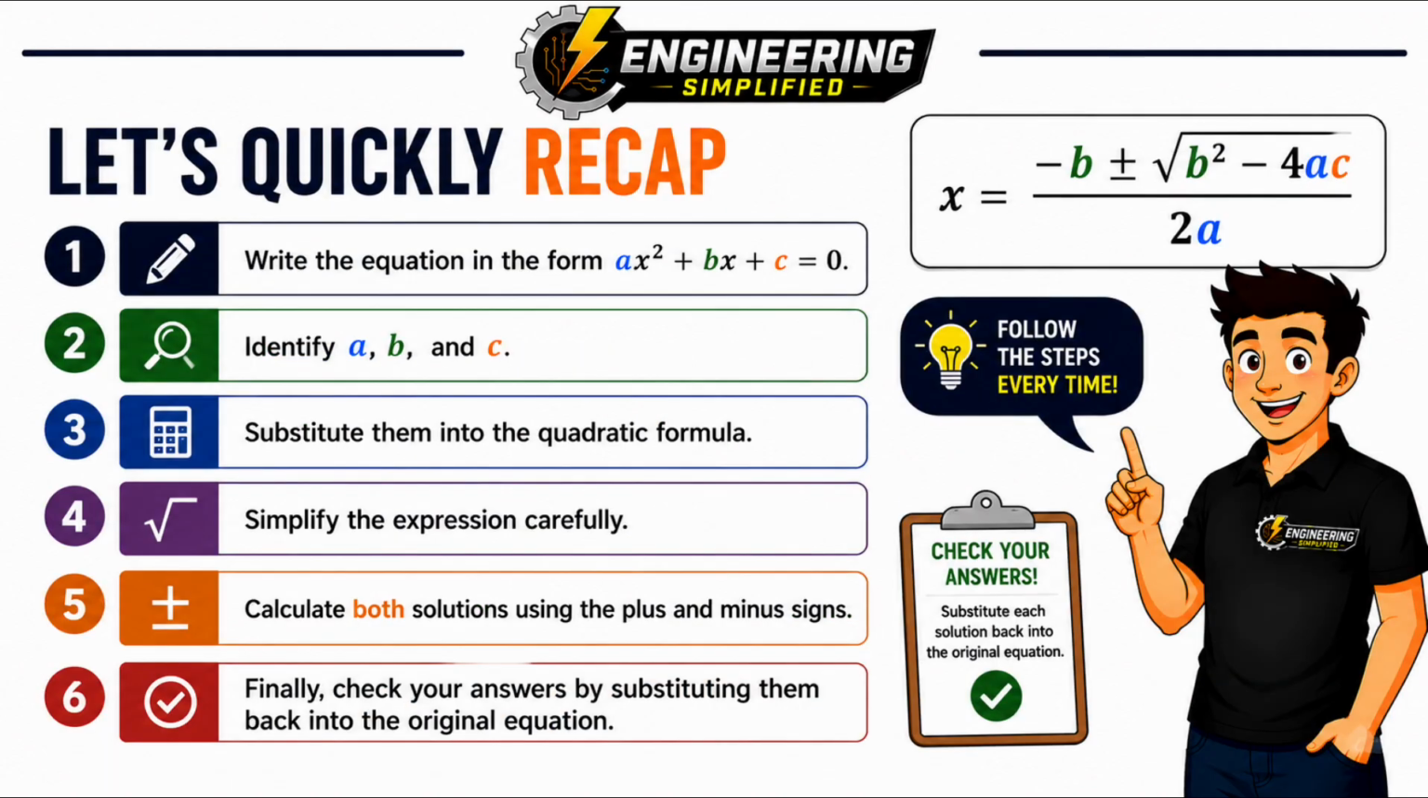Let's quickly recap. Write the equation in the form ax squared plus bx plus c equals 0. Identify a, b, and c. Substitute them into the quadratic formula. Simplify the expression carefully. Calculate both solutions using the plus and minus signs. Finally, check your answers by substituting them back into the original equation.